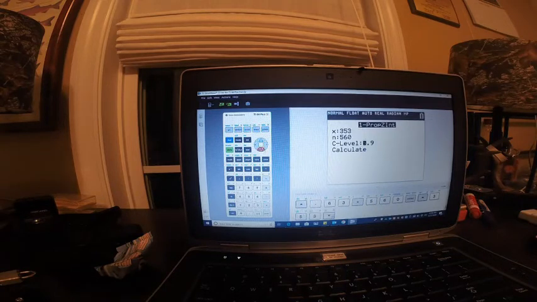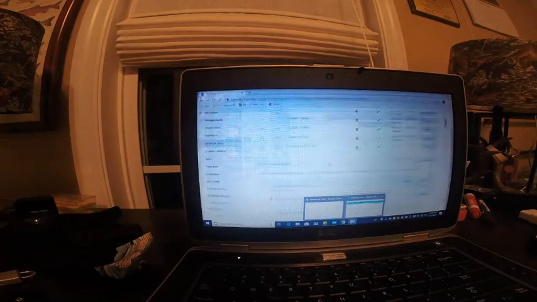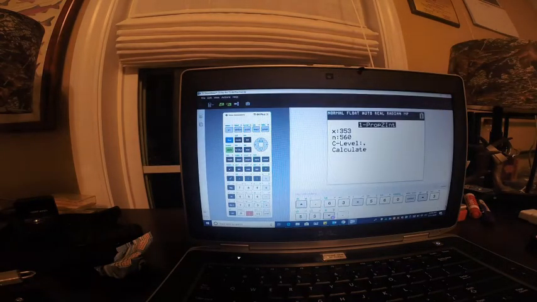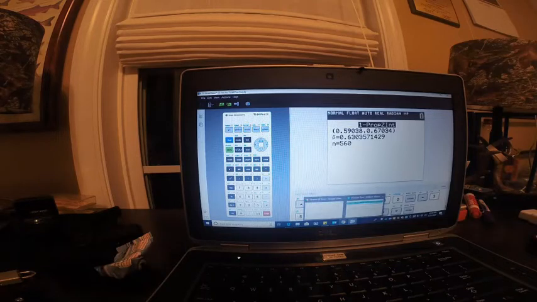In this particular question, we want to be 95% confident, so we're going to use 0.95. Good to go. Hit Calculate, and it has constructed our interval for us. So 0.59 to 0.67, or 59% to 67%. Pretty easy.